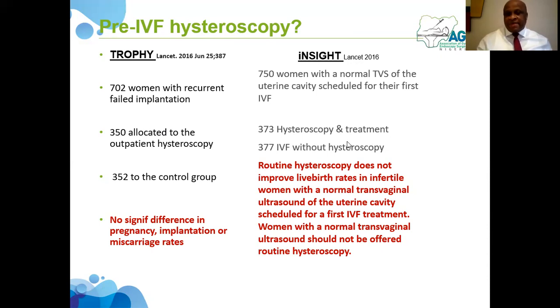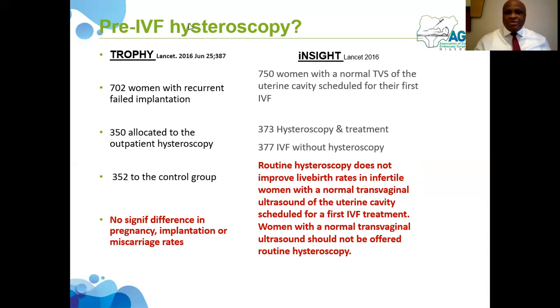lesions that were found. The second group did not have hysteroscopy, and these two groups of women went through IVF. Their conclusion was that routine hysteroscopy does not improve live birth rates in infertile women with a normal transvaginal ultrasound scan of the uterine cavity, who were going to have their first IVF treatment. So they suggested that women with normal transvaginal ultrasound scan should not be offered routine hysteroscopy.